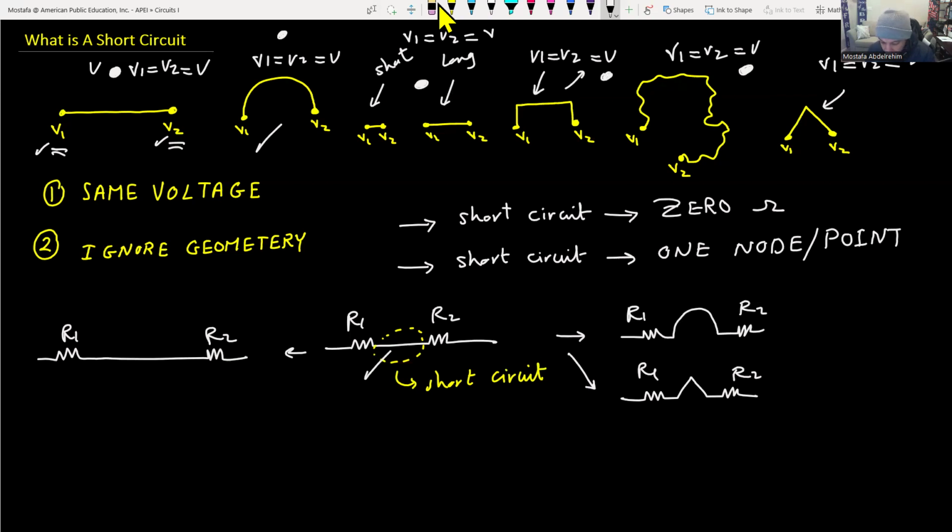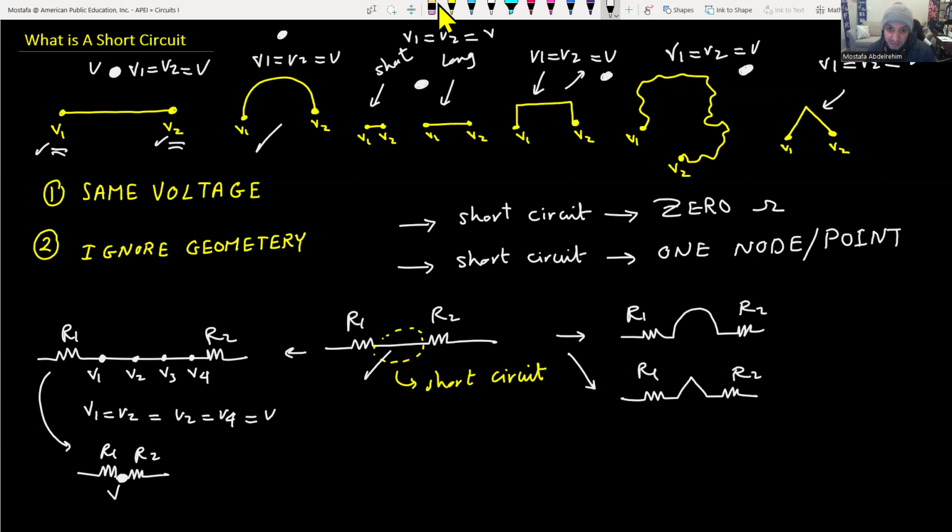So, if I say this point is called V1, this point is called V2, this point is called V3, and this point is called V4, you have to say that V1 is equal to V2 is equal to V4 is equal to whatever, let's call them V, and they are just one node. You can draw R1 and R2 like that. This is R1, this is R2, and let's assume this is just one node here, called V.